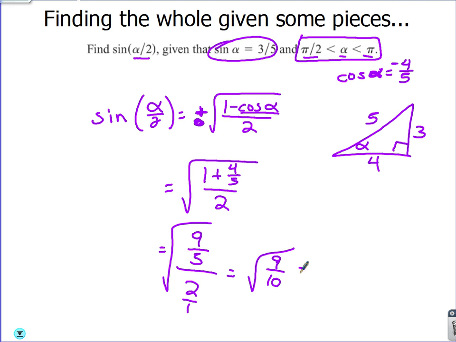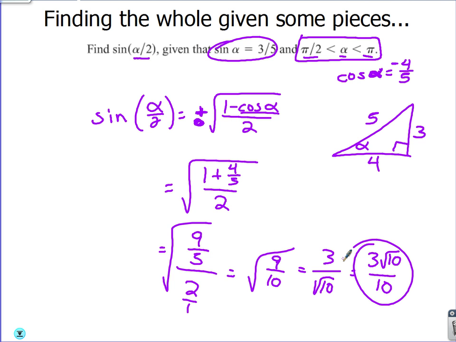We can rationalize that, clean that up a little bit. That's the square root of 9 over the square root of 10. Multiply top and bottom by root 10. That'll be 3 root 10 over 10. That's the exact value of the sine of half of alpha. If the sine of alpha is 3/5, the sine of half of alpha will be 3 root 10 over 10. Let's do one more of these.